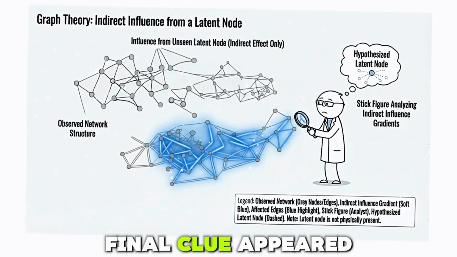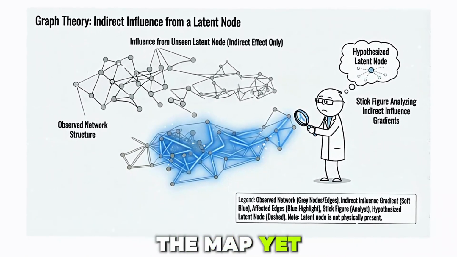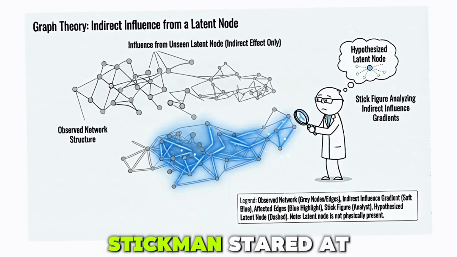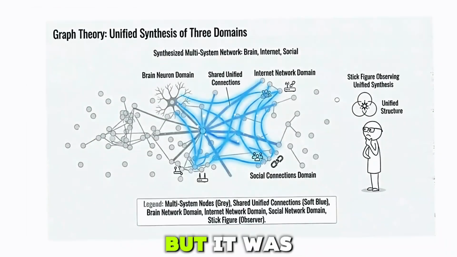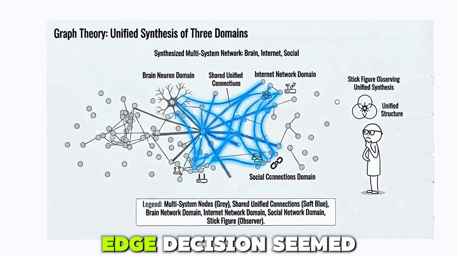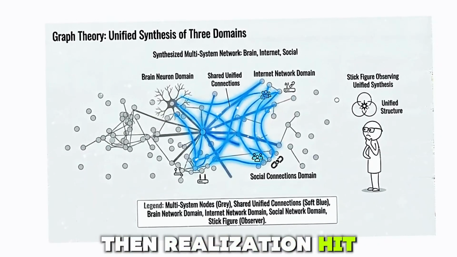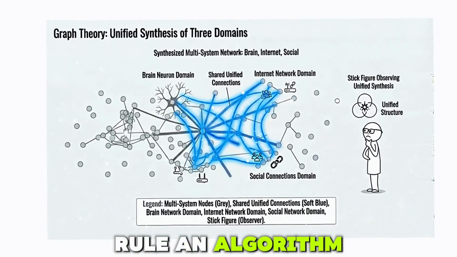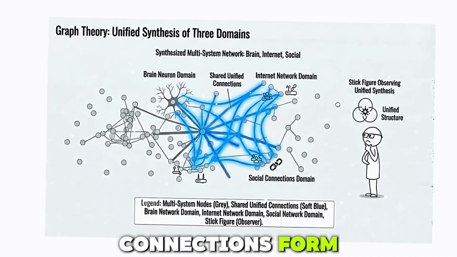And then the final clue appeared: a node that didn't exist on the map, yet somehow it influenced every connection. Stickman stared at it. This node is invisible. But it was real, because every edge decision seemed to depend on it. Then realization hit. The invisible node wasn't physical. It was a rule, an algorithm. The hidden logic that defines how connections form.